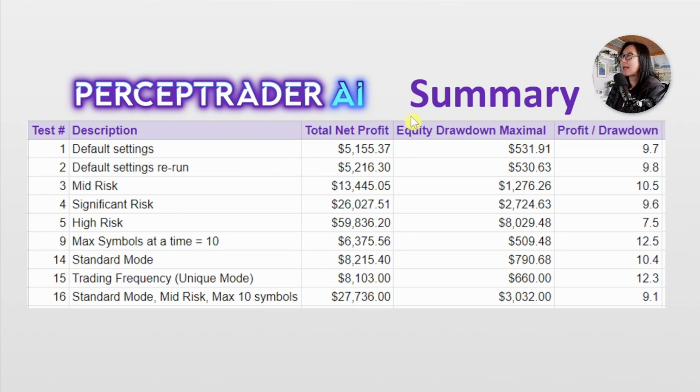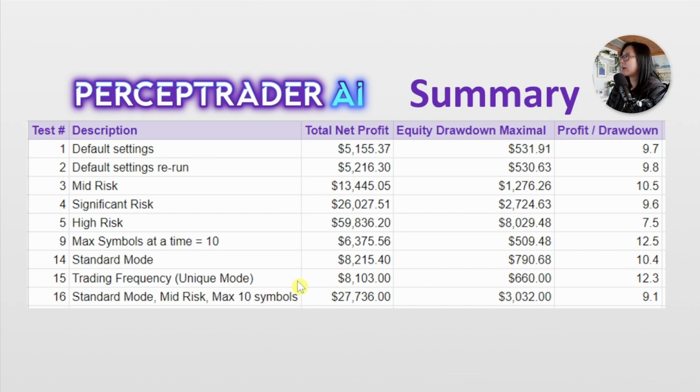So when we've got a whole bunch of different net profits and a whole bunch of different drawdowns, it's very hard to measure. That's why I've got this column on the right here, the profit to drawdown. So what we're looking for is the biggest profit versus the biggest drawdown. And you can see here, the highest numbers are the maximums at a time equals 10. And this is on the default settings of unique mode.